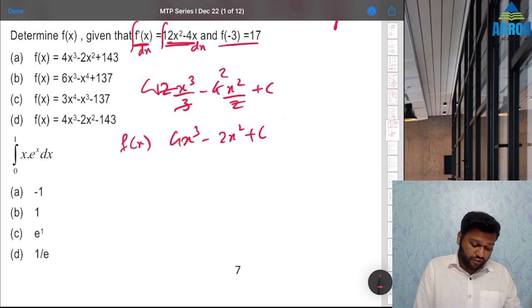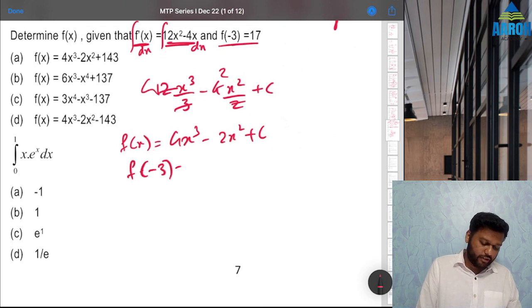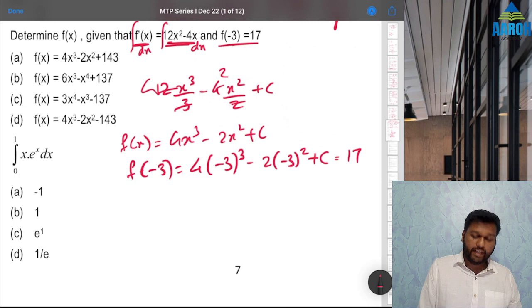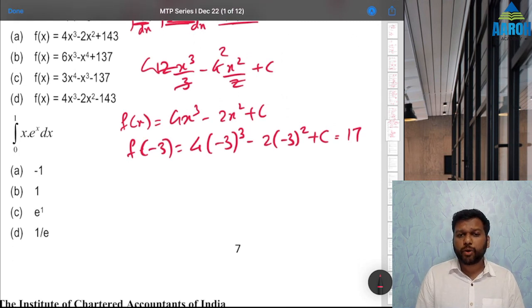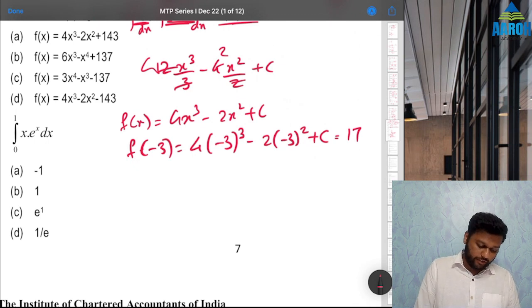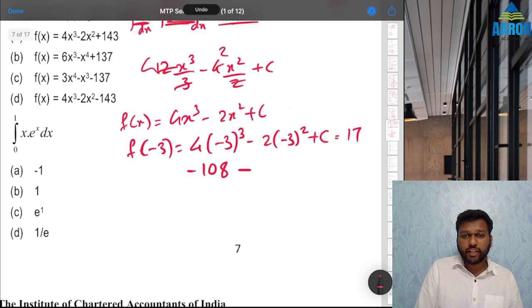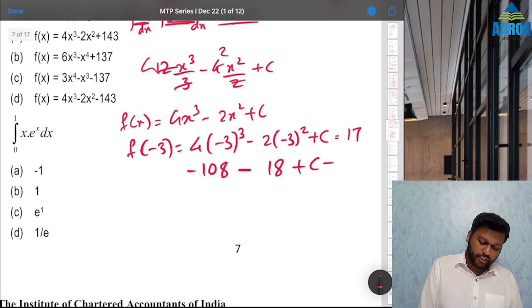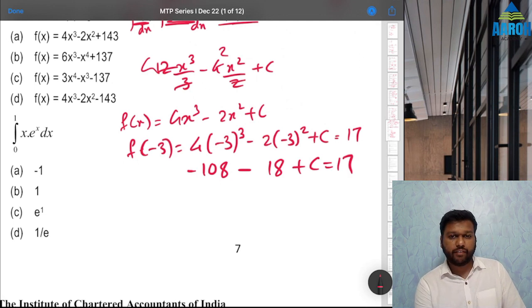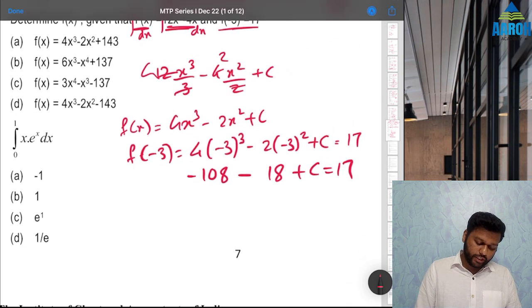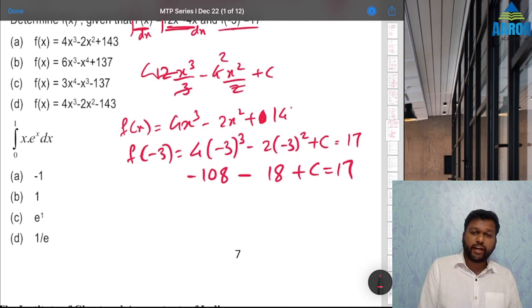But they have given that f of minus 3, which will be 4 into minus 3 cube minus 2 into minus 3 square plus c, is given as 17, right? So we can find the value of c. Minus 3 cube will be minus 27, so that will be minus 108. Minus 3 square is plus 9, so 9 into 2, 18, plus c is equal to 17. So c will be 17 plus 108 plus 18, that is 143. So the answer is going to be, instead of c we write 143.